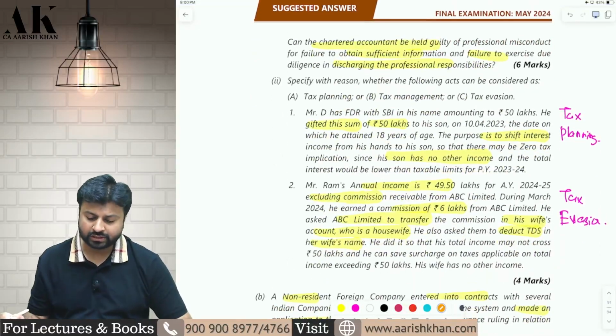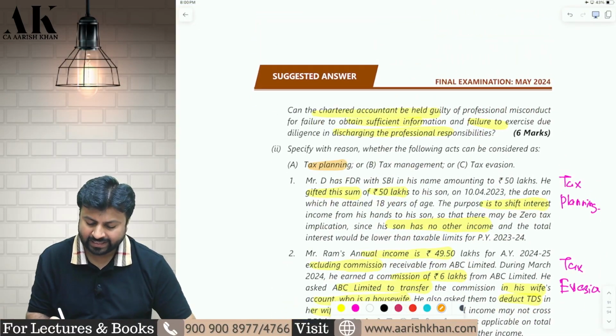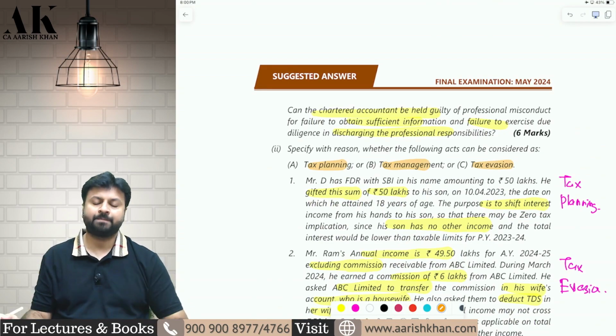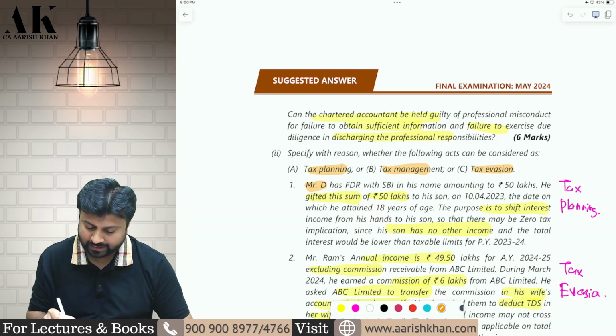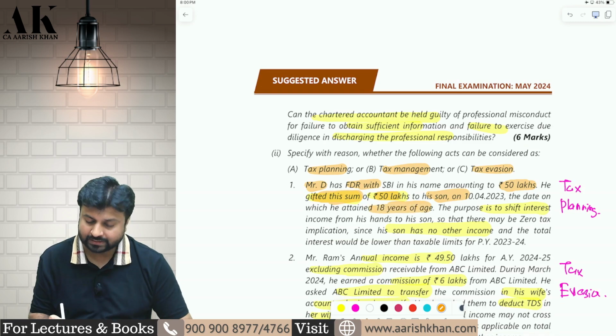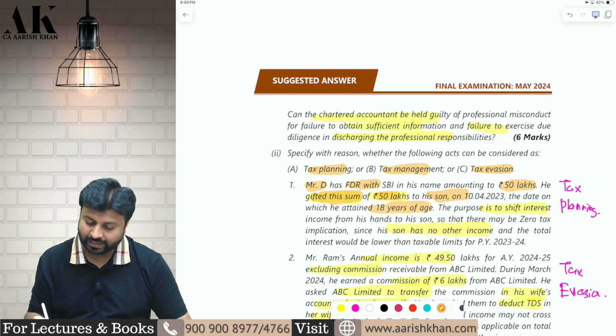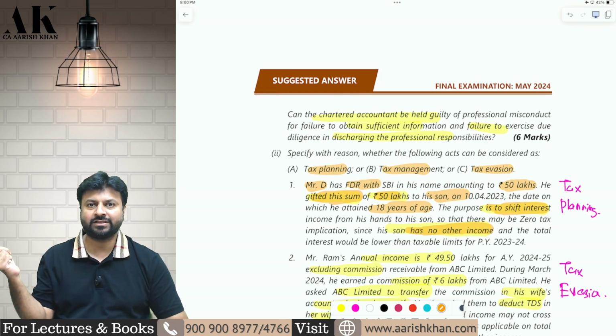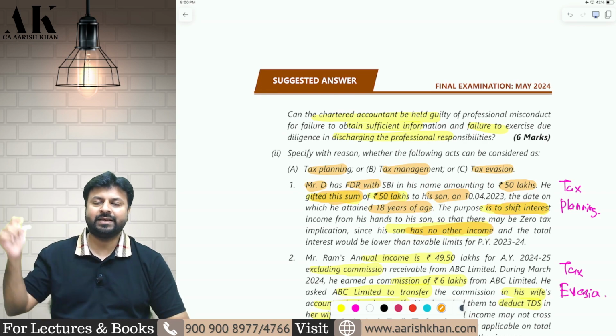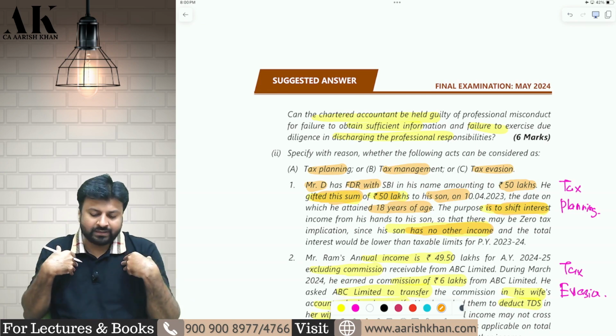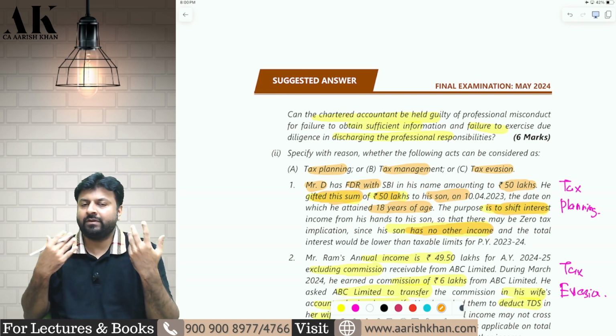Next, a few questions with respect to whether it is tax planning, tax management or tax evasion. Let's see. There is one person, Mr. D, who has a fixed deposit of 50 lakh rupees in his name. Now what is he doing? He is gifting this 50 lakh rupees to his son, who is a major son, not a minor son, so that the interest income on that FD will be chargeable in the hands of the son, and the son claims the basic exemption limit. Because if the father receives the interest, he will be liable for tax.